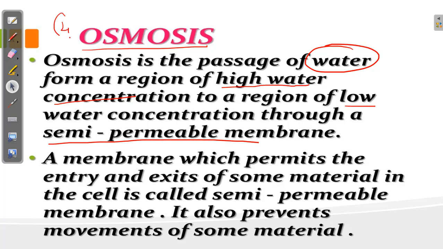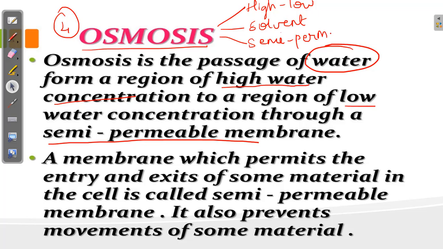So here you have four important terms you have to remember when you study osmosis: high to low, then the solvent that will move, and a semi-permeable membrane, which will allow only some substances to move here and there. The membrane which permits the entry and exit of some materials is said to be a semi-permeable membrane. Now, I compare this to an analogy.